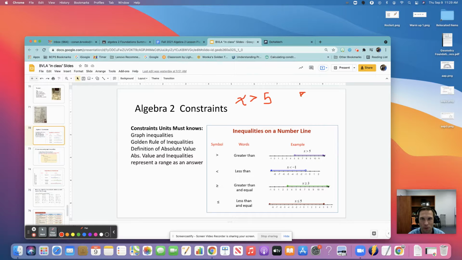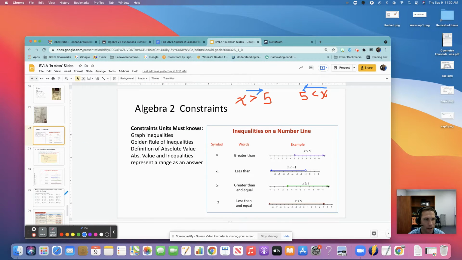But you can also write it this way. And notice this is also x is greater than 5. The alligator mouth is still eating the x. So I'm reading it this way as opposed to this way. It doesn't matter the direction of the alligator mouth or the inequality sign. You want to look at it from the variable. That's what I mean.